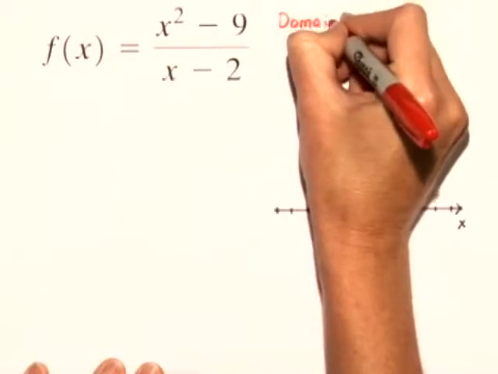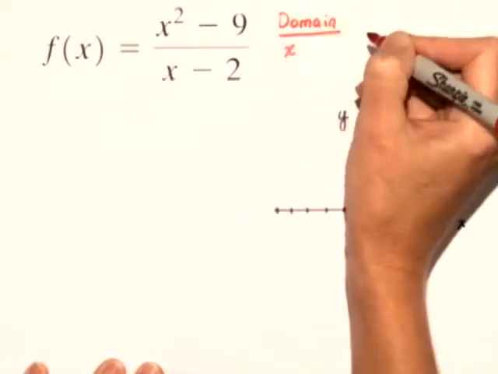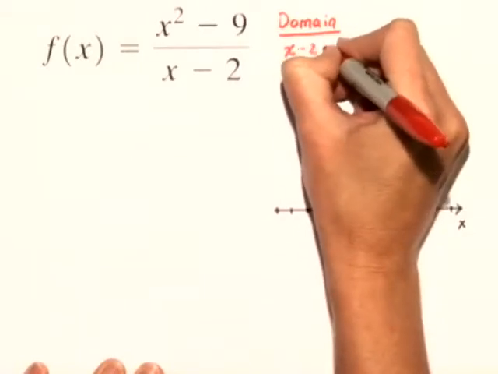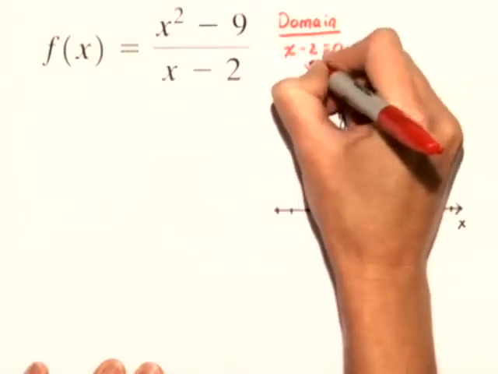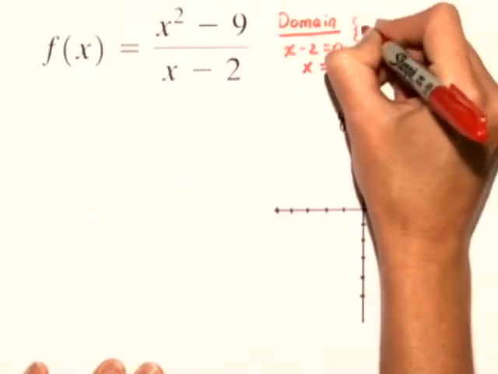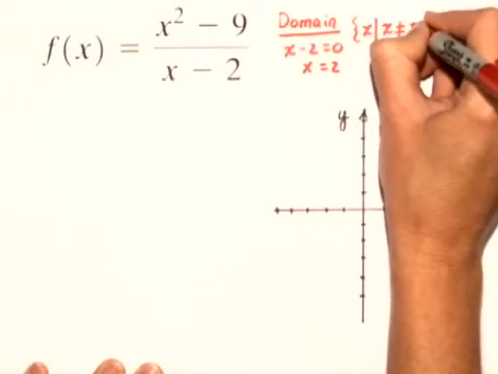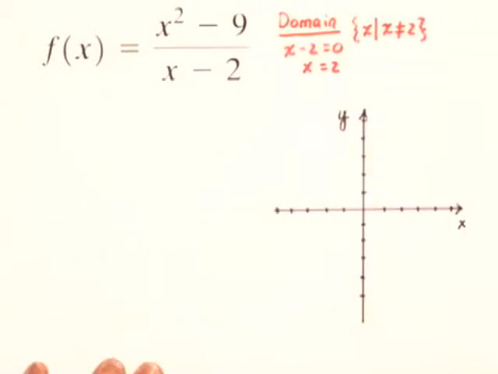We need to set the denominator equal to 0 and exclude any value that makes the denominator 0. So if we set x minus 2 equal to 0, we get x equals 2. So our domain is the set of all x such that x is not equal to 2. So any real number except 2. Now let's move on to the steps in order to help us graph our function.